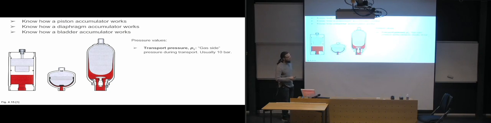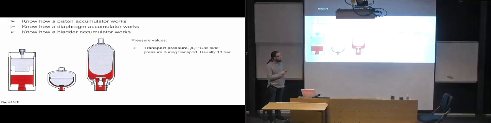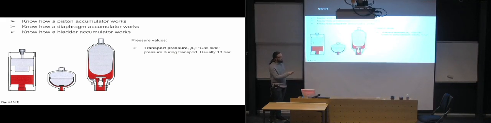Usually we have what's called a transport pressure, and then we're talking mainly about the diaphragm and the bladder, because we're talking about the pressure of the gas inside them. With the piston, you could have gas inside it, but usually you have something else, some weight or something on it. But on the gas side, you have pressure during transport, up to 10 bars usually.